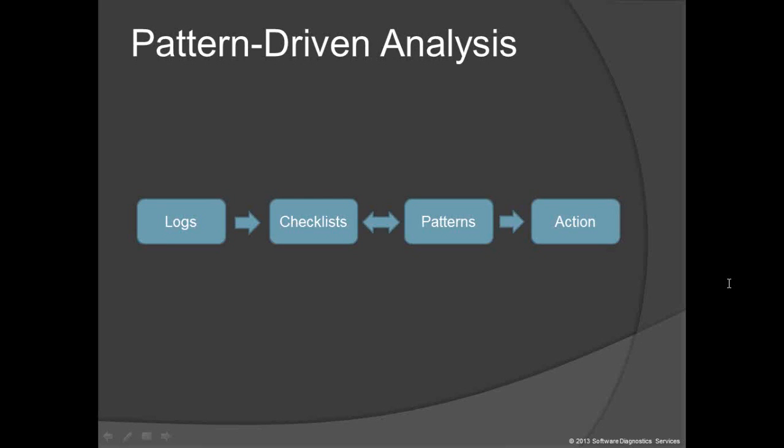A few words about logs, checklists, and patterns. You probably have seen the same diagram in previous webinars and trainings. This is an essential feature of pattern-driven software diagnostics. Software trace analysis is usually an analysis of a formatted text for the presence of patterns. Here, checklists can be very useful.